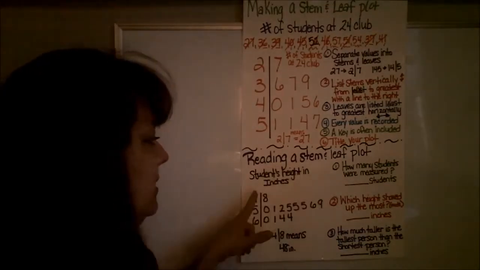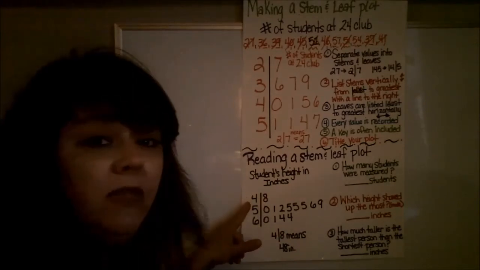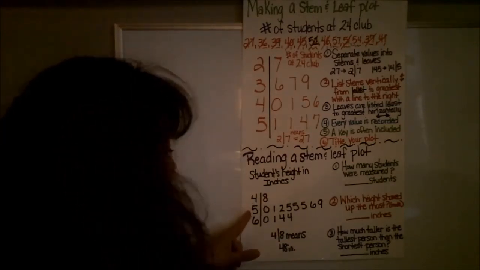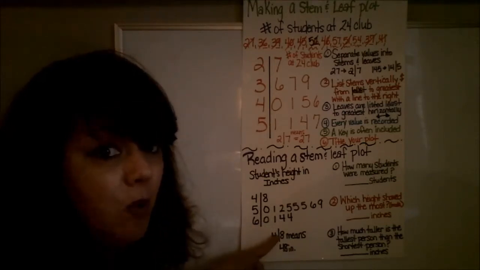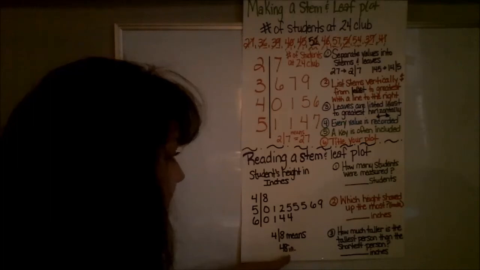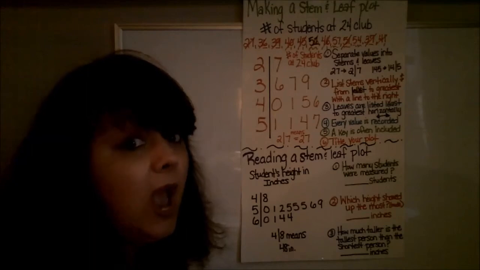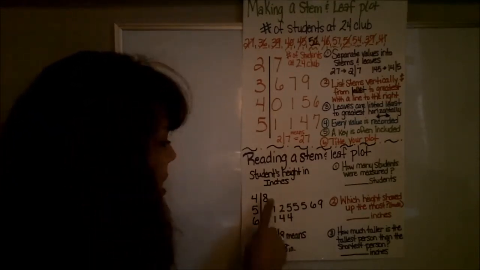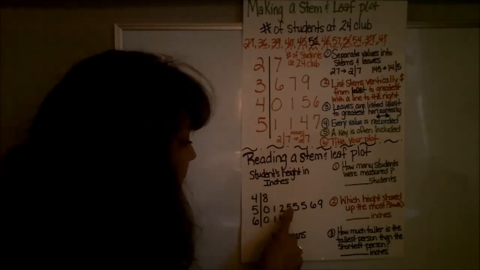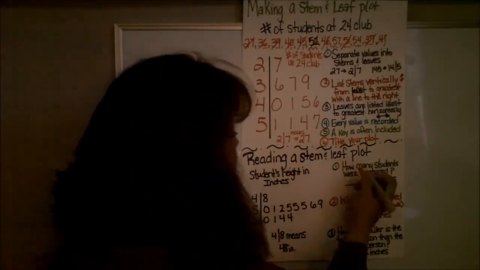Okay, so let's look at reading this stem and leaf plot with students' height in inches. We can tell that my stems are 4s, 5s, and 6s. They labeled it that 4 with a line of 8 means 48 inches. So how many students were measured? In order to number how many students, all I have to do is look at how many leaves I have. 1, 2, 3, 4, 5, 6, 7, 8, 9, 10, 11, 12, 13. I have 13 students that were measured.